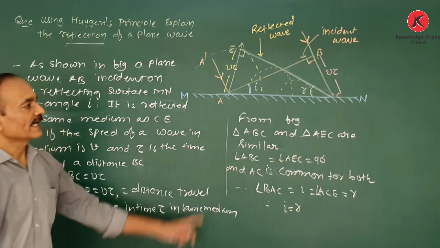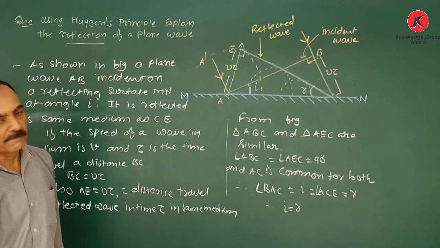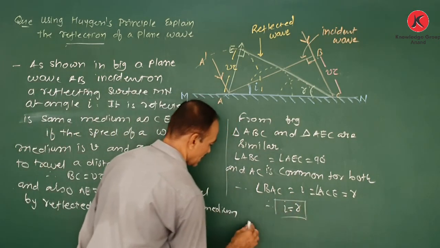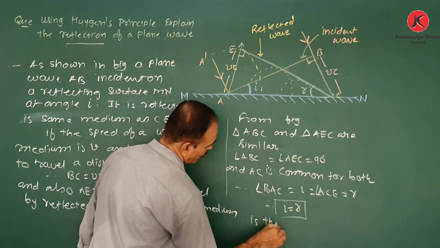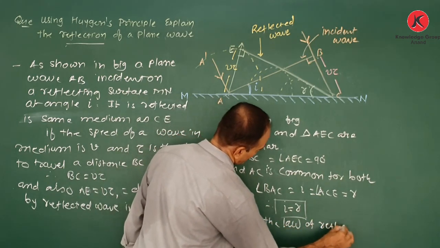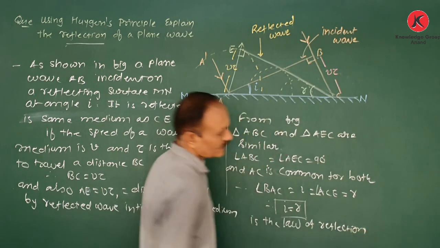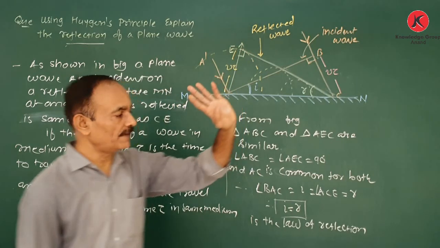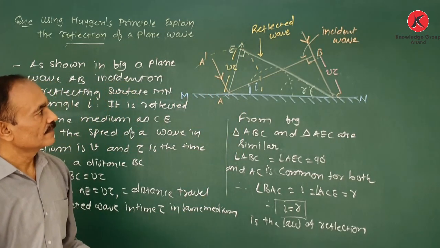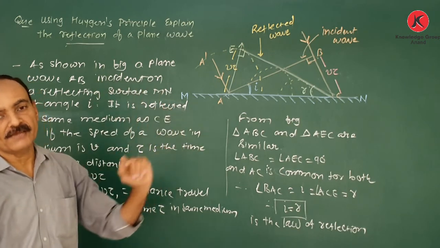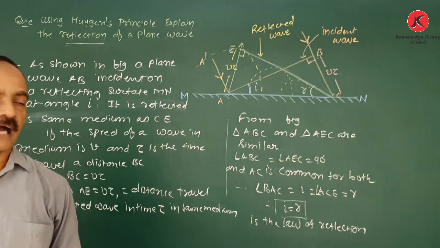It means the angle of incidence and the angle of reflection are the same. This is the law of reflection. That means both the angle of incidence and the angle of reflection are the same. Okay, so that is the phenomena of reflection of a plane wave by using the Huygens principle.